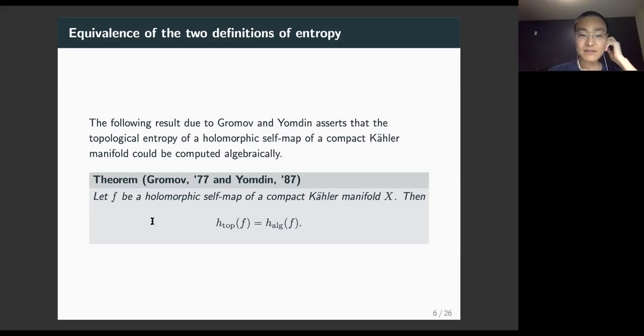Okay, so this is the motivation for studying dynamical degrees. Dynamical degree is related to the topological entropy. So in some sense, the dynamical degrees can also be used to describe the complexity of this system. The topological entropy is equal to the algebraic entropy, and the algebraic entropy is defined by dynamical degrees.